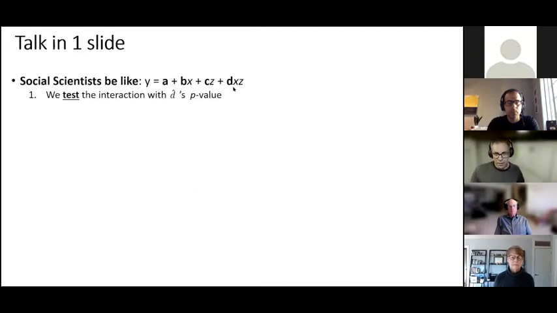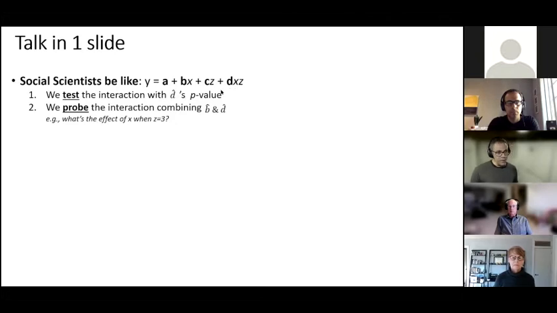If you want to go Bayesian and compute a Bayes factor, a posterior, or credibility, it doesn't matter, it's the same point. We are asking if this is not zero. And then we probe them. I don't know how common this term is. Sometimes it's referred to as interpreting. The idea is that the coefficient of D may be hard to interpret. So we say, what is the effect of X when Z is, let's say, 3? For that, we take the point estimates and say, the effect of X is B, and also D times Z. So if Z is 3, that's the effect of X. Those are the two things we do.